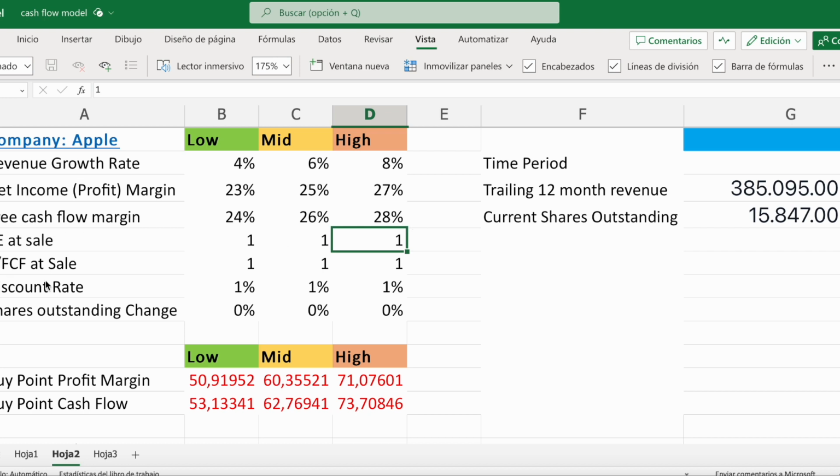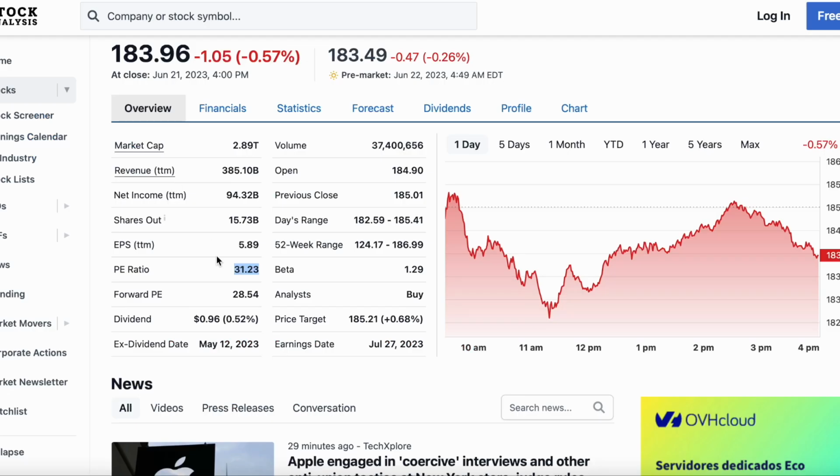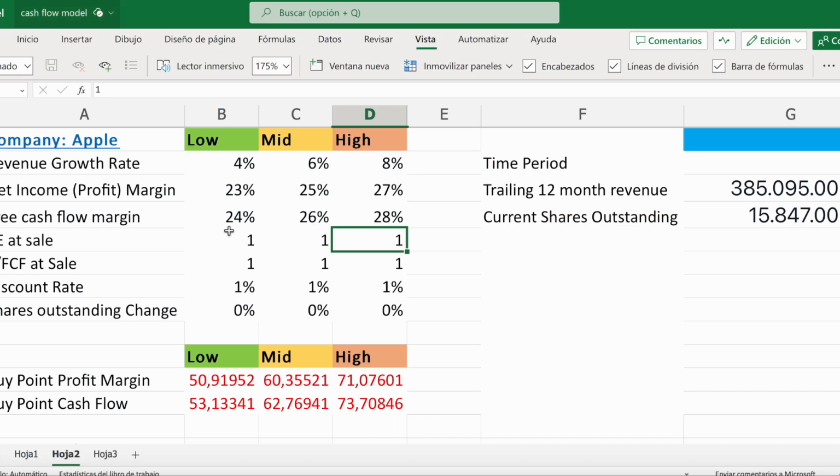Then in terms of PE and price to free cash flow, their current PE is 31. However, remember that you should not compare the PE with the history of the company, but rather with the market average, which is around 15. Also, this PE and price to free cash flow are at the end of 7 years when you decide to sell the company. You should put a higher PE than the market average with a company that has growth potential and a great moat. And Apple has an amazing moat and still has some growth potential.